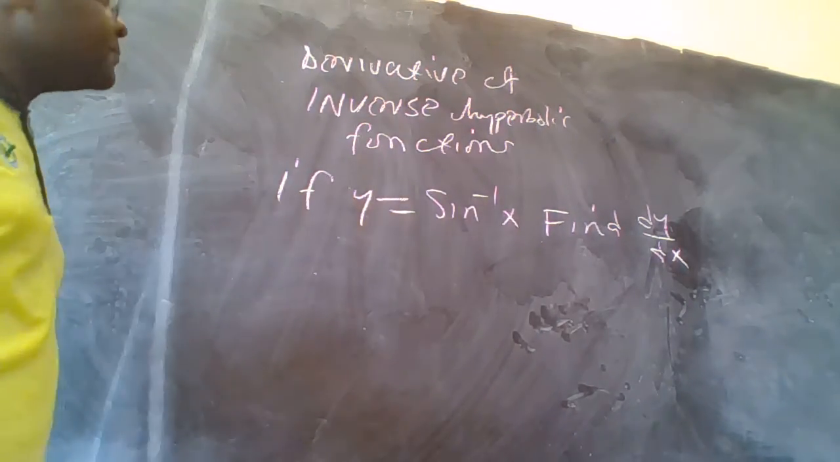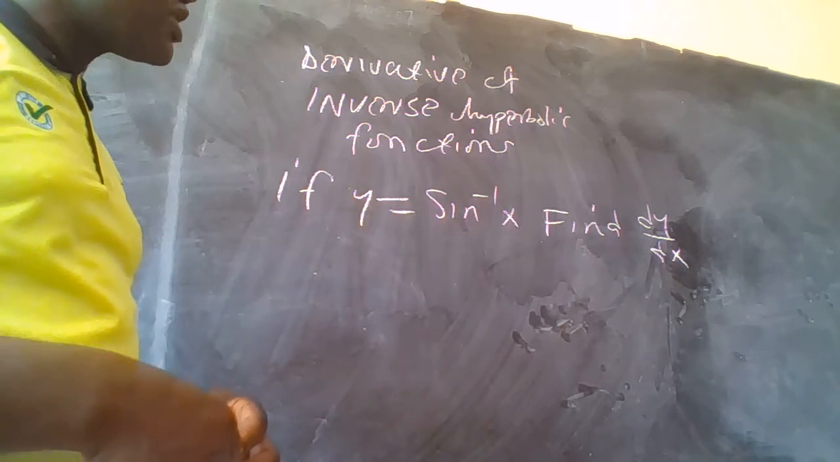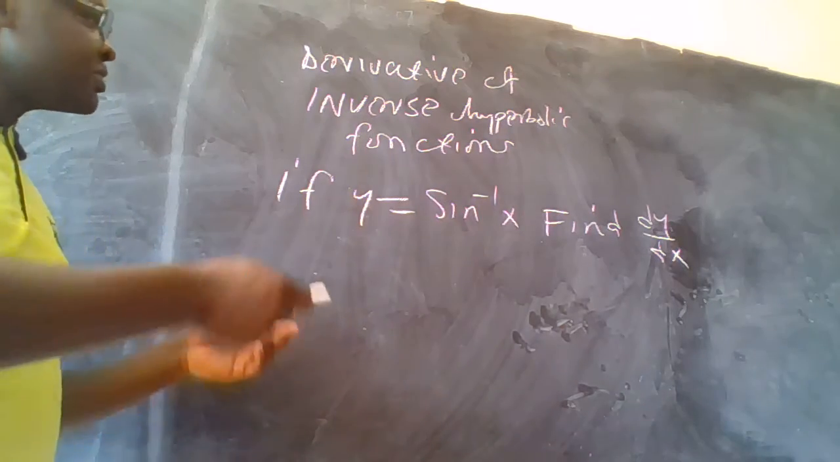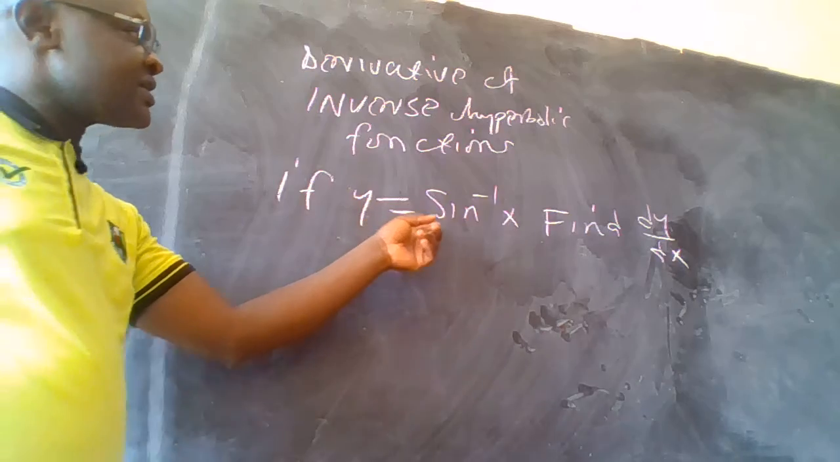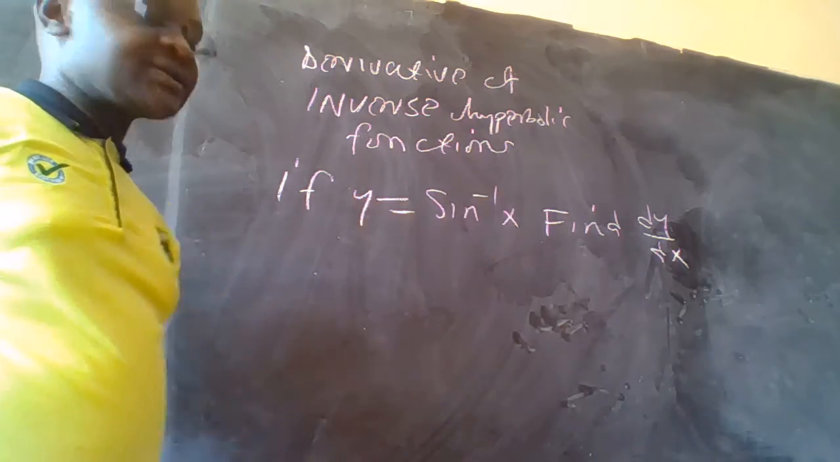Okay, we have derivative of inverse hyperbolic functions, and then we've been given here: if y equals the sinh inverse of x, find dy/dx.